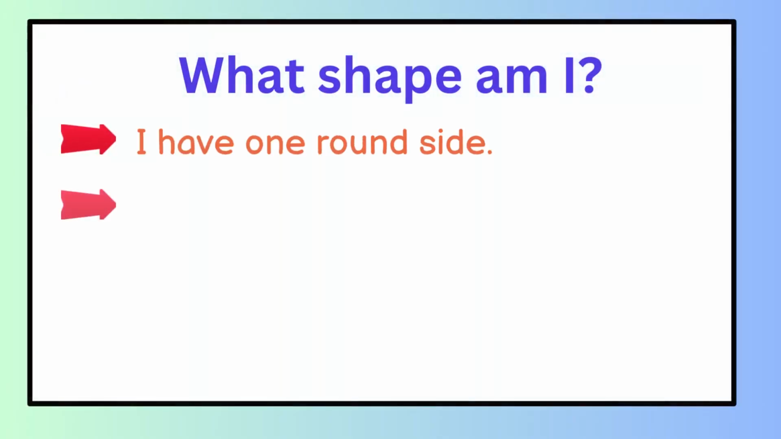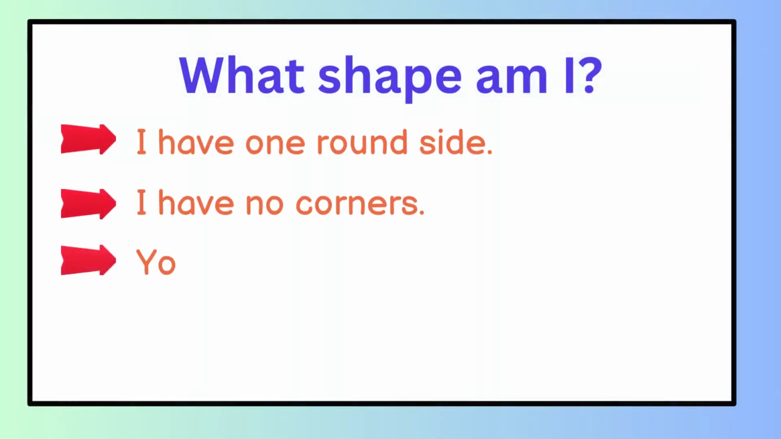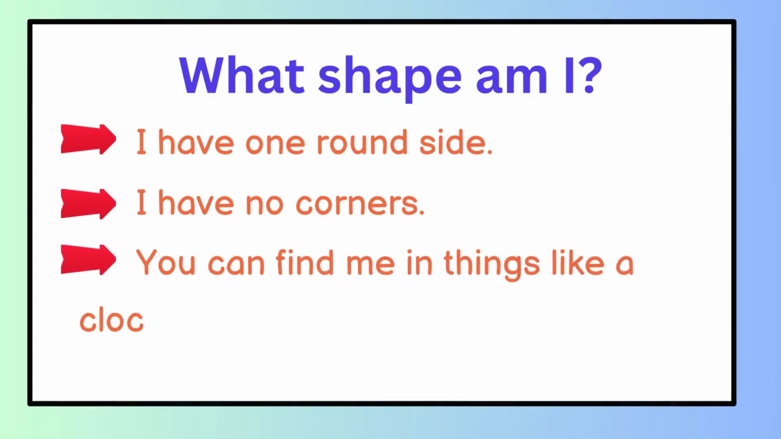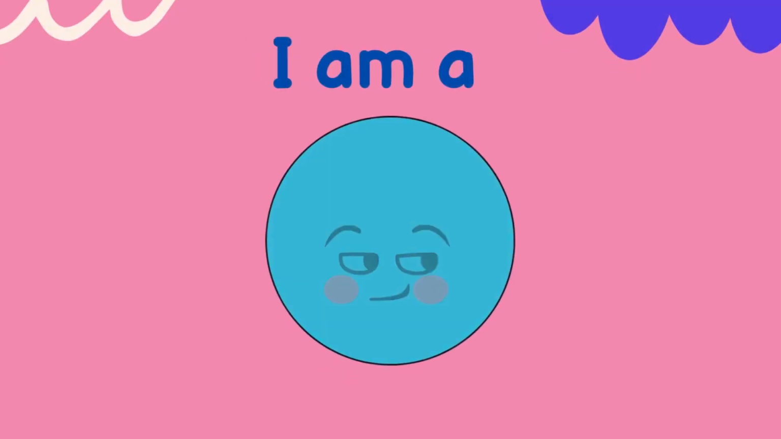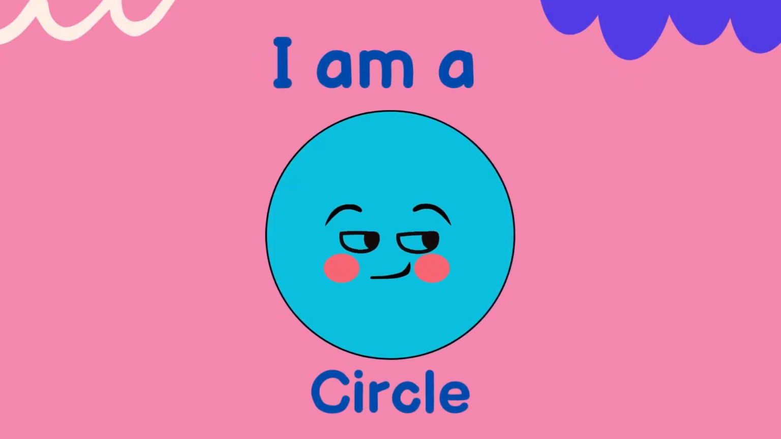What shape am I? I have one round side. I have no corners. You can find me in things like a clock and buttons. I am a circle.